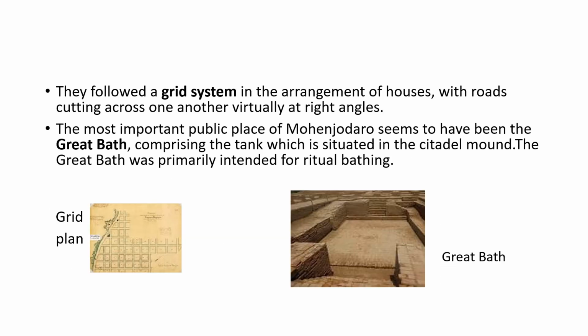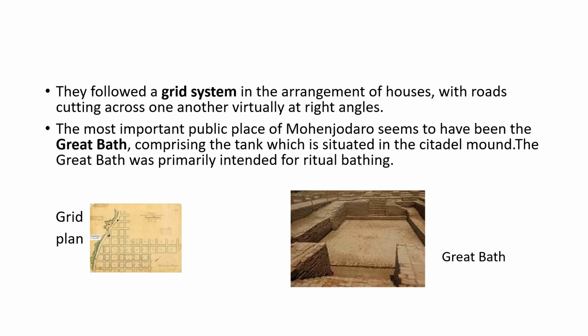Now, the remarkable thing about the arrangement of the houses was that in the cities they followed a grid system with roads cutting across one another virtually at right angles. So we have a picture of a grid plan here, which shows how the streets cut across each other at right angles. The monuments of the cities probably symbolized the ability of the ruling class to mobilize labor and collect taxes, and the huge brick constructions were a means of impressing upon the common people the prestige and influence of the rulers.